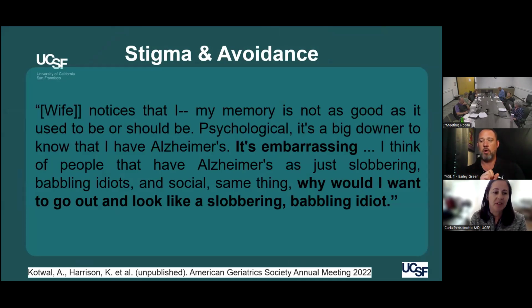This is from someone living with impairment who says, "Psychologically, it's a big downer to know that I have Alzheimer's. It's embarrassing. I think of people that have Alzheimer's as slobbering, babbling idiots. Why would I want to go out and look like a slobbering, babbling idiot?" This is not my words. This is someone's experience. And you can see with this experience how someone then becomes more isolated.